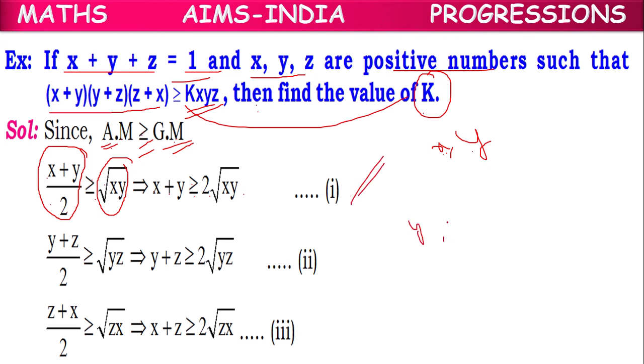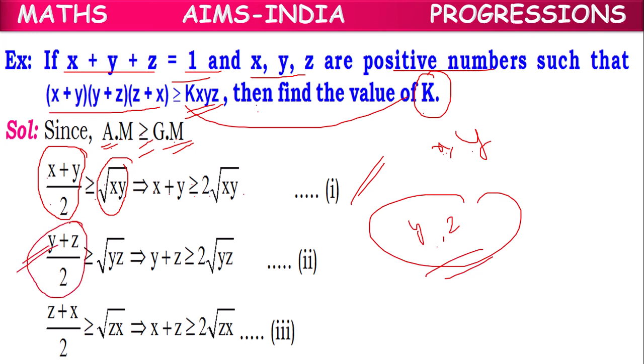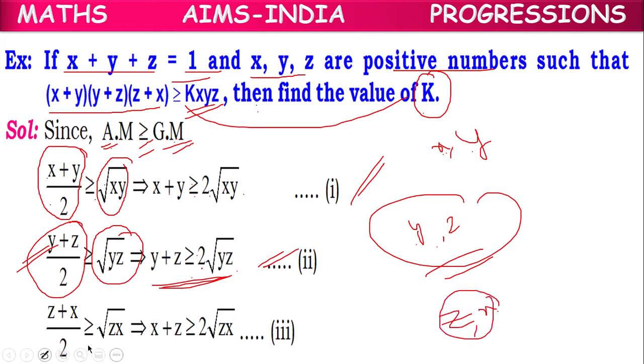If you take y comma z as two terms, their arithmetic mean will be (y plus z) by 2. Their geometric mean will be root of yz. So y plus z greater than or equal to 2 root yz. If you take z comma x, their arithmetic mean is (z plus x) by 2. Geometric mean is root of zx. So x plus z greater than or equal to 2 root of zx. We will get third equation. According to the relation between arithmetic mean and geometric mean, if we apply them for two variables at a time, then we will get three equations.